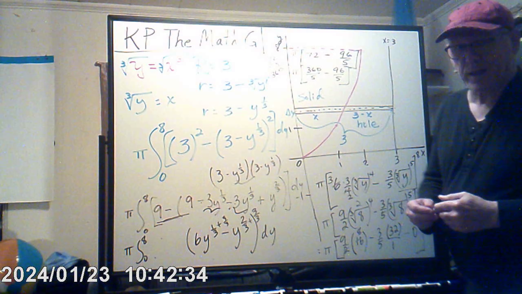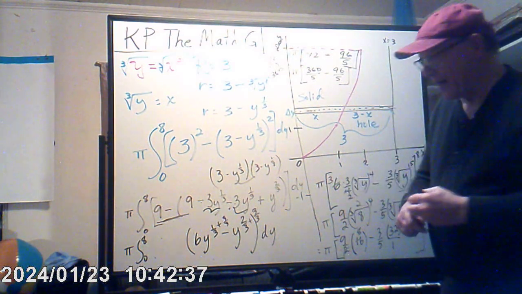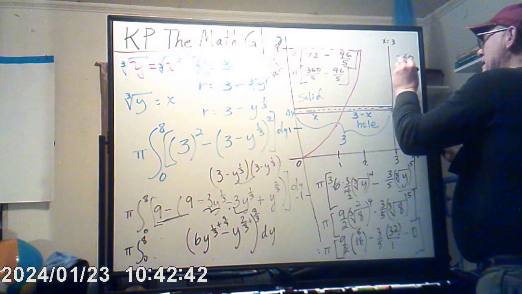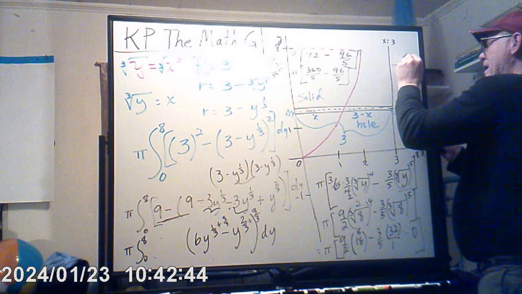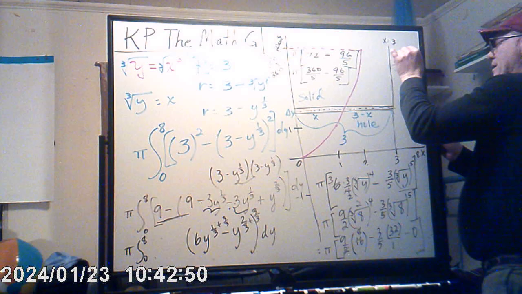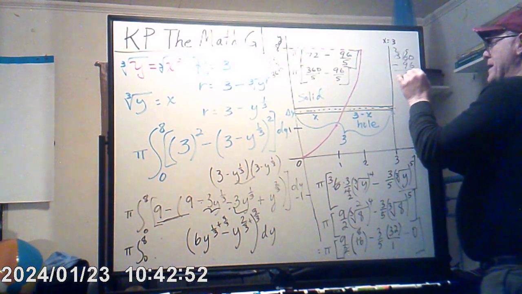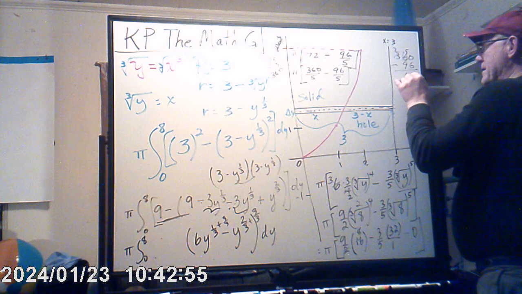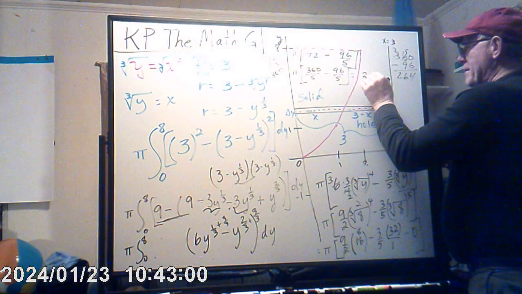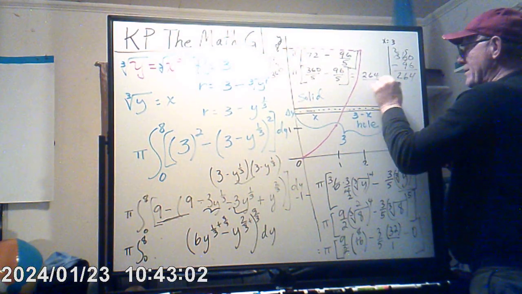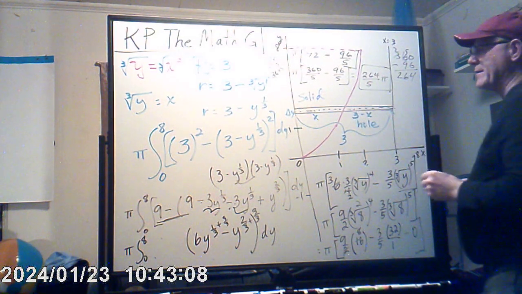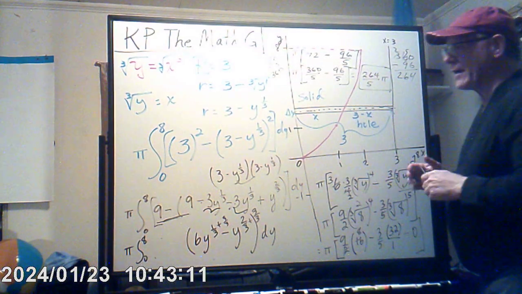Alright, so let's see. The battery's still holding up, so let's keep going. So 360 minus, a lot of work here, minus 96. 10 minus 6 is 4. 15 minus 9 is what? 6. So 264. So this is equal to 264 over 5 pi. There it is. Woo!